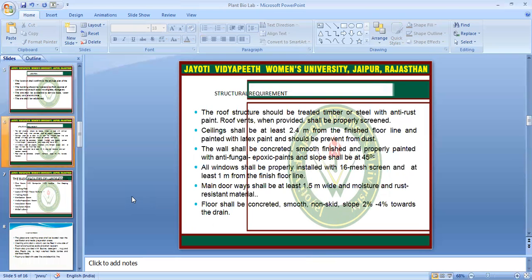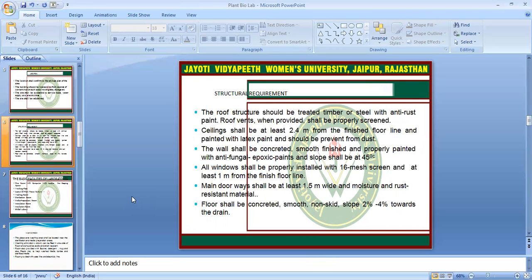And the structural requirements: the roof structure should be treated timber or steel with anti-rust paint. Roof vents, when provided, shall be properly screened. The ceiling shall be at least 2.4 meters from the finished floor line, painted with latex paint, and should be protected from dust. The wall shall be concrete, smooth finished and properly painted with antifungal epoxy paints, and slope shall be at a 45-degree angle.